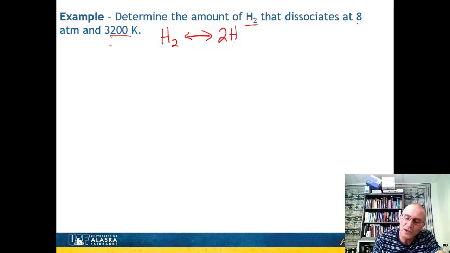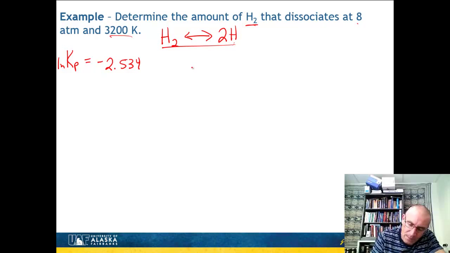The first thing I'm going to do is look up what the value of Kp is. And Kp is listed in the table in the back. If I look up the natural log of Kp for this reaction at 3,200 Kelvin, that value is minus 2.534. So that's the natural log of Kp. If I took the exponential of that, it's going to be 0.07934. So there's what Kp is.